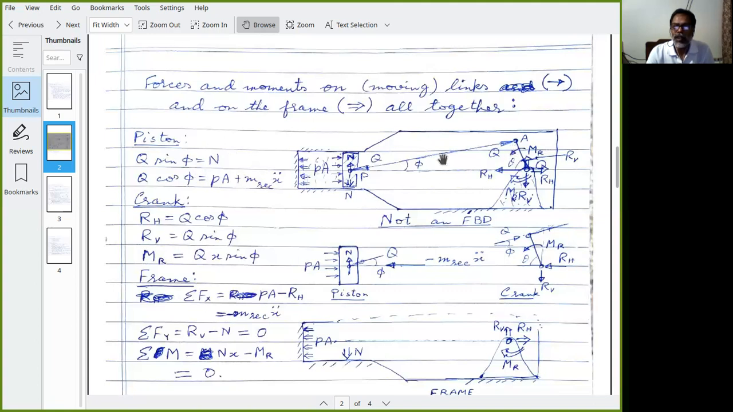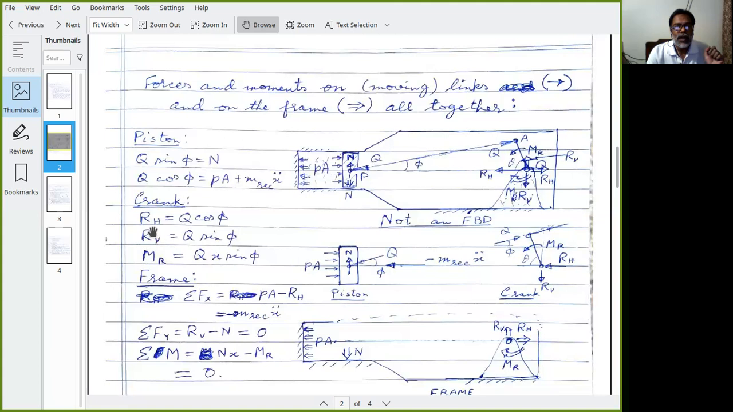Now, the connecting rod we don't bother with, because this Q equal to this Q has already covered its statics, if you like to say. Now, we take up the crank. So, crank here: force Q, force RH, force RV, moment M, and inertia force, but the CG has no acceleration. So the forces are on the crank.